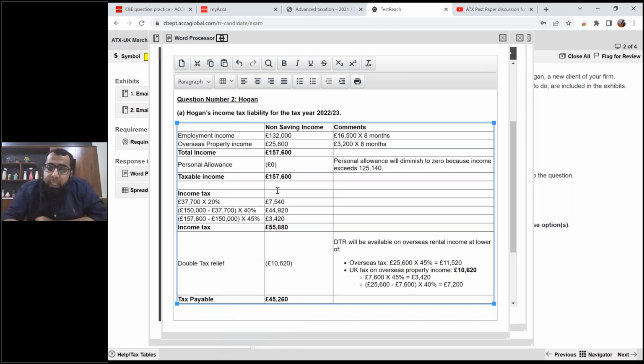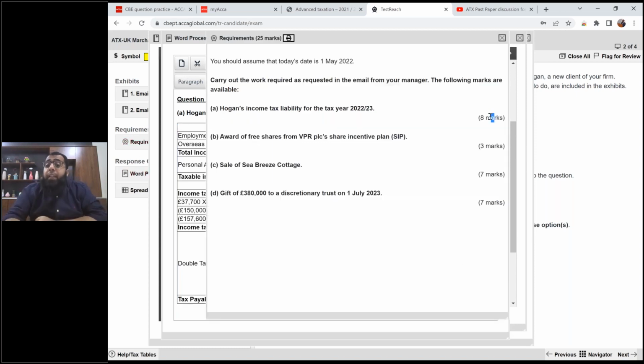Let me repeat it again. See, this is an 8 marks requirement. Believe me, it is such an easy requirement. I would say that the June 2022 paper is one of the easiest papers in the history of ATX. Because when I look at this paper and I'm solving it with you, believe me, the examiner has given so many easy marks. He has given cash marks to the students.